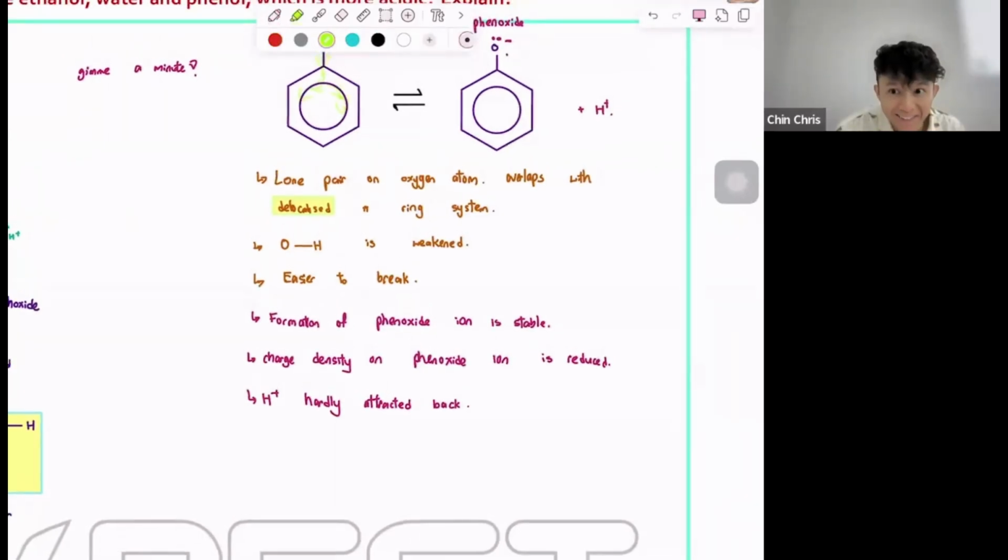Yes, you are right. Why does the charge density decrease? Because the electron here goes into the ring. Yes, well done.